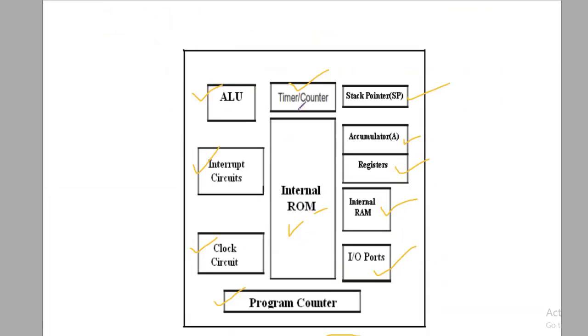So guys, this is the block diagram of a microcontroller. It has an ALU, interrupt circuits, clock circuit, program counter, input output ports, internal RAM, register, accumulator, stack pointer, timer or controller, and then finally we have the internal ROM.